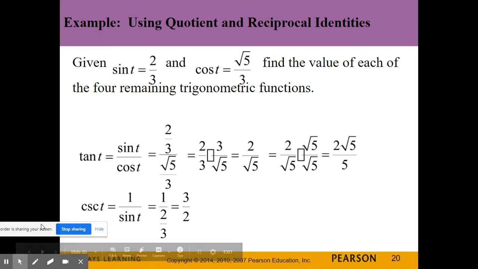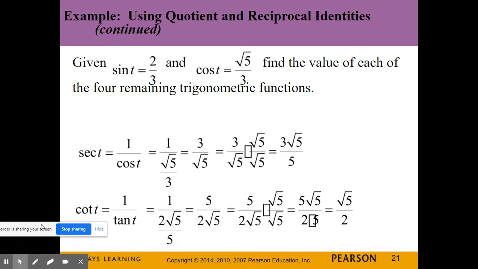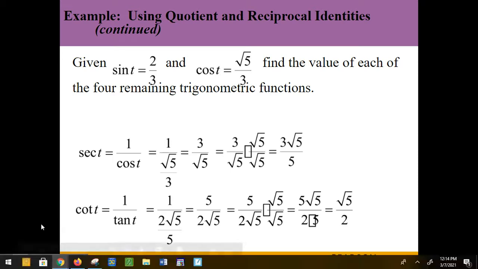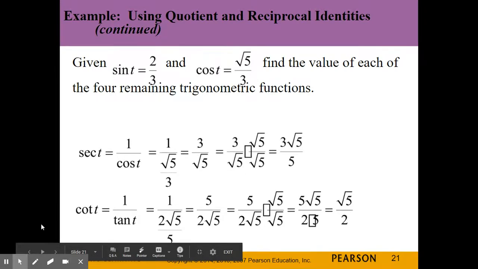Cosecant is just 1 over sine, so it's really just the reciprocal of 2/3, which is 3/2. Secant is the reciprocal of cosine, so you end up with 3 over root 5. Again, just the reciprocal of root 5 over 3. Rationalize by root 5 over root 5, and you get 3 root 5 over 5. Cotangent is 1 over tangent. We already figured out tangent on the last slide, so it's just the reciprocal of that. You could also do it as cosine over sine. You're going to get the same thing. You need to rationalize, and you end up with root 5 over 2.